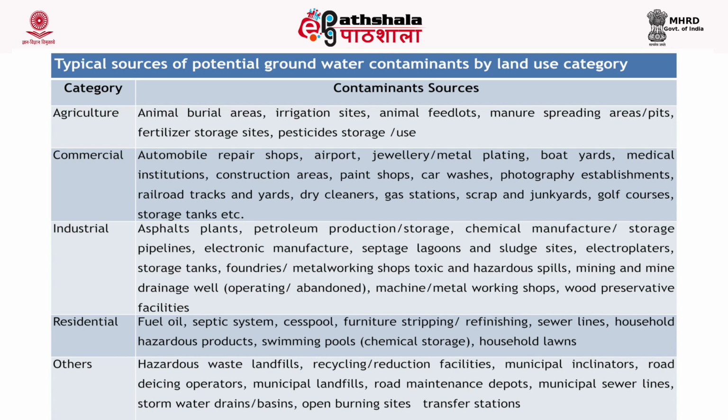And industrial activities include petroleum production, chemical manufacture, storage pipelines, seepage lagoons, sludge sites, electroplating, etc. They also contaminate groundwater. The various residential activities like septic systems, cesspools, furniture stripping, refinishing, sewer lines, household hazardous products, swimming pools, etc., and other hazardous waste, landfill, recycling, reduction facilities, and municipal incinerators are the chief sources of groundwater pollution.